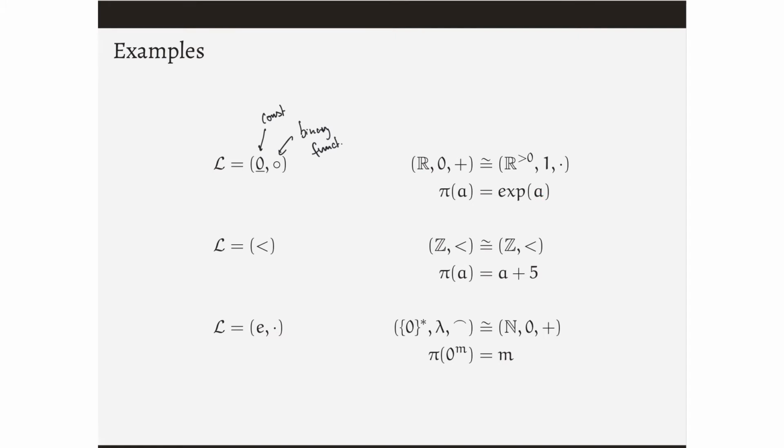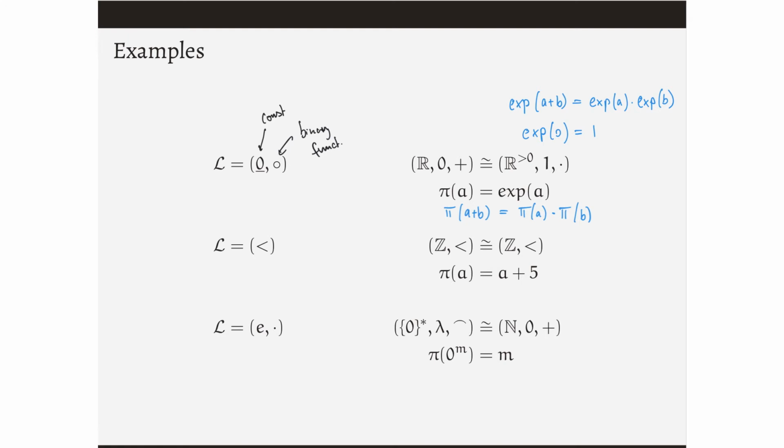Because what is the condition now for the isomorphism? Well, for the function, we'd have that π(a + b) is equal to π(a) times, because that's the interpretation of the function on the other side, π(b). But that is, of course, given by the exponential function, because we know that exp(a + b) is exp(a) times exp(b). And we also see that the condition for the constant symbol is satisfied because exp(0) is 1.